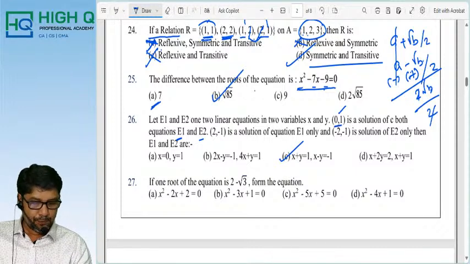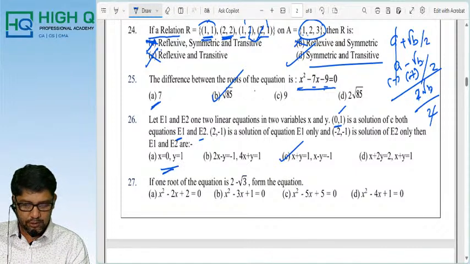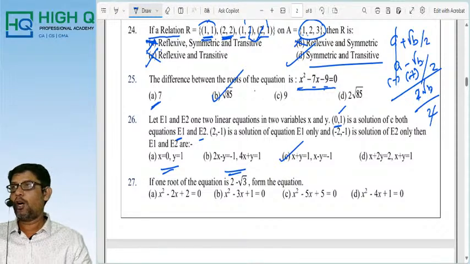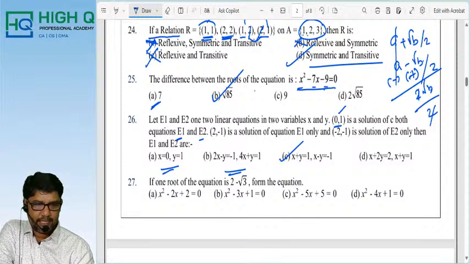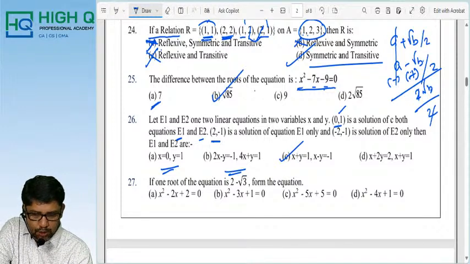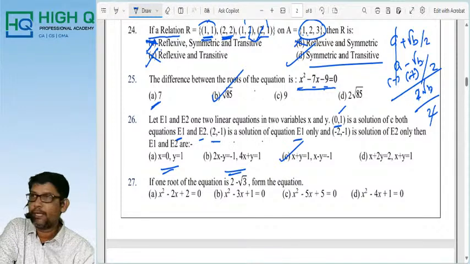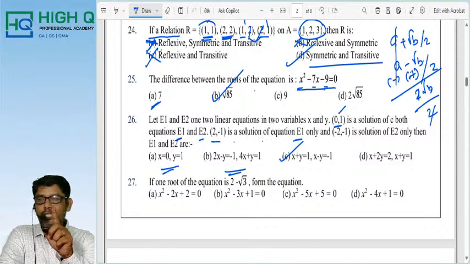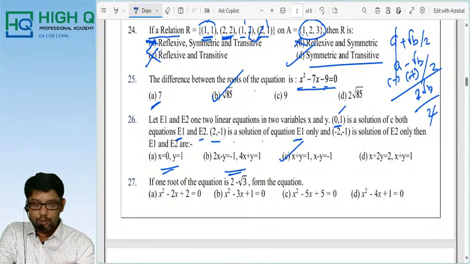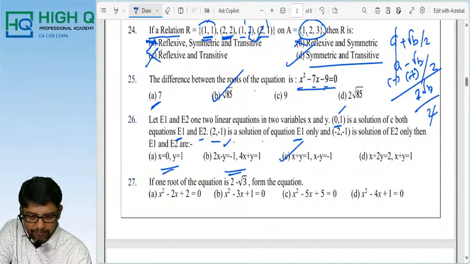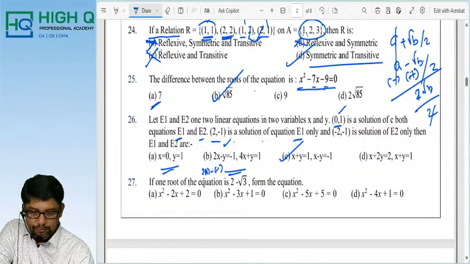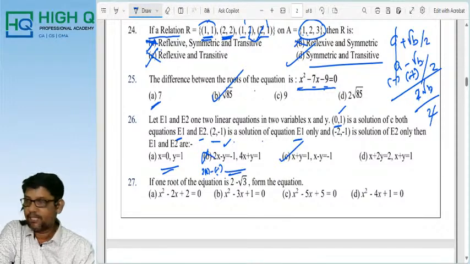Sir, if I put it here it also satisfies, here also satisfies. Sir, all the equations are satisfying (0, 1). Okay, fine, no problem. Go to the next condition. (2, -1) is the solution of E1. So take the first equation as E1 and substitute (2, -1). 2 twos are 4, minus of minus 1, what are you going to get, my dear? 4 plus 1, 5. Sir, not satisfying.